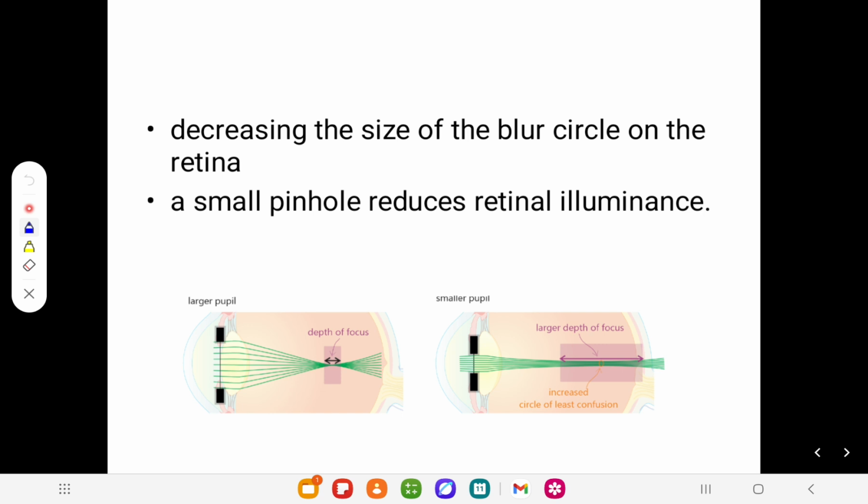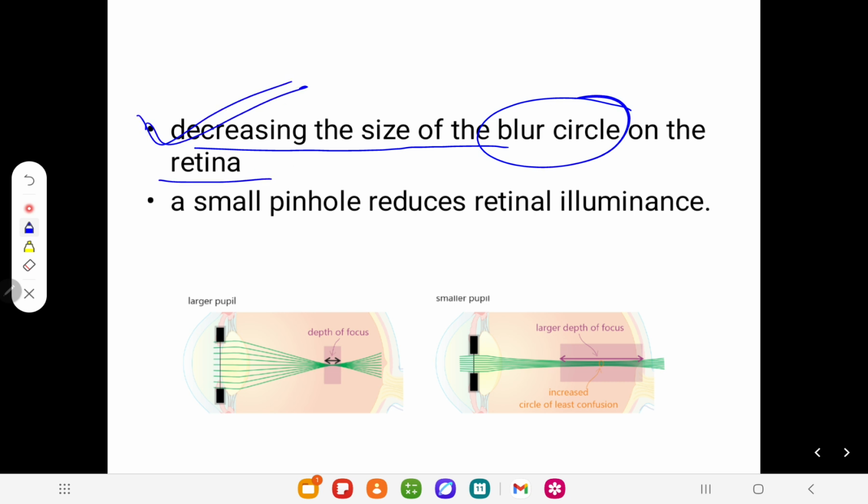Pinhole works on the principle of decreasing the size of the blur circle on the retina. That's correct. It's not the Stiles-Crawford effect 1 or 2. Pinhole only reduces the size of the blur circle on the retina. And whenever the blur circle size is reduced, it means sharper focus, it means visual acuity increases.